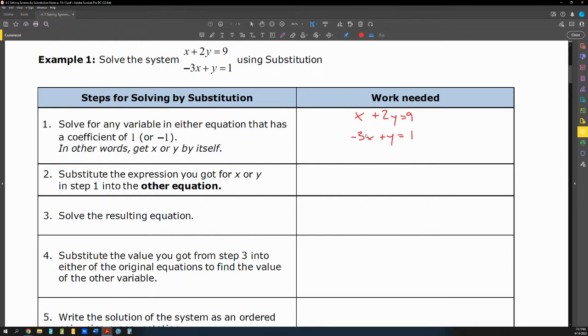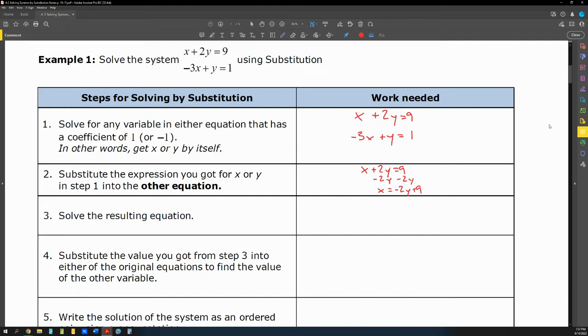So I'm just going to choose the first equation, x plus 2y equals 9. In order to get x by itself, I'm going to subtract 2y from both sides. So if I have x plus 2y equals 9, subtracting 2y from both sides gives me the equation x equals negative 2y plus 9. Or you might have 9 minus 2y.